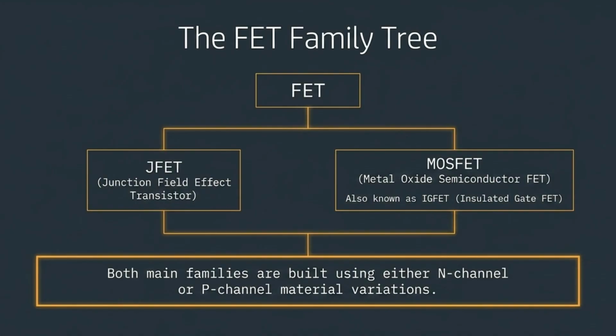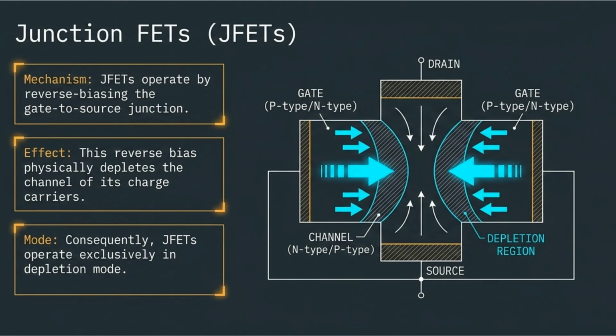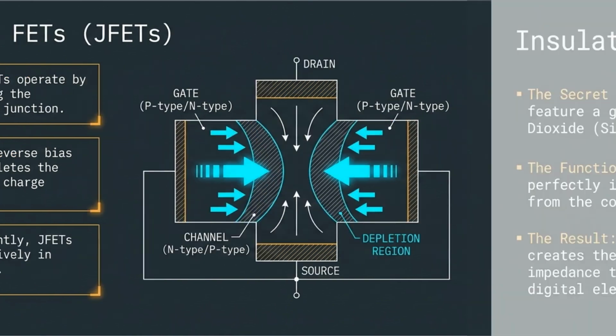The FET family tree divides into two main types: the JFET, or Junction Field Effect Transistor, and the MOSFET, or Metal Oxide Semiconductor FET, also known as the insulated gate FET. Both use N-channel or P-channel material variations. Junction FETs operate by reverse biasing the gate-to-source junction, which depletes the channel of charge carriers. Consequently, JFETs operate exclusively in depletion mode.